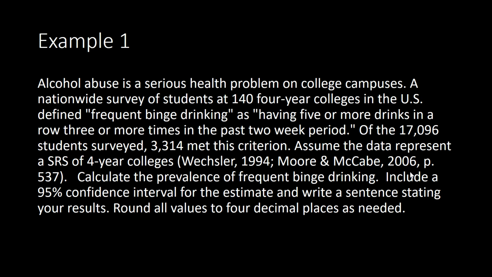Assume the data represent a simple random sample of four-year colleges. Calculate the prevalence of frequent binge drinking. Include a 95% confidence interval for the estimate and write a sentence stating your results. Round all values to 4 decimal places as needed.